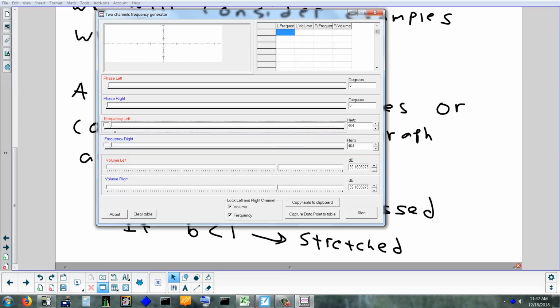Okay. On the other end, you can go to a lower pitch sound. It's pretty low, but it's around 100 hertz. Let's go a little lower.